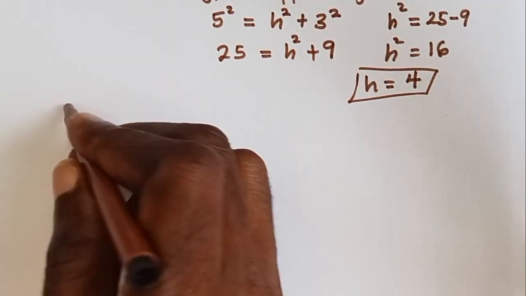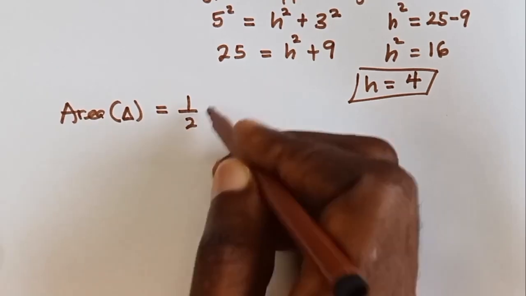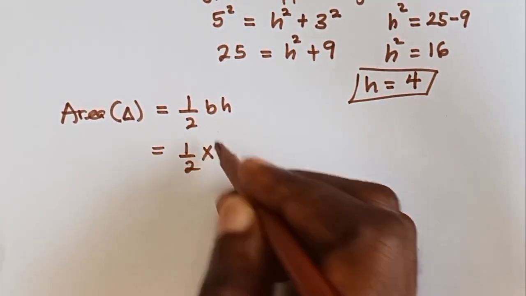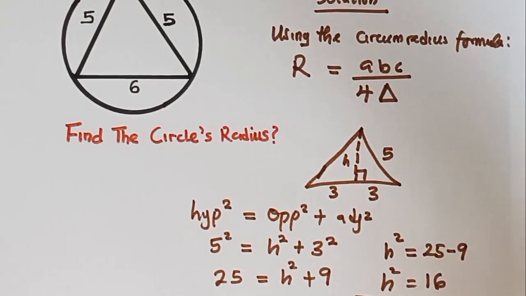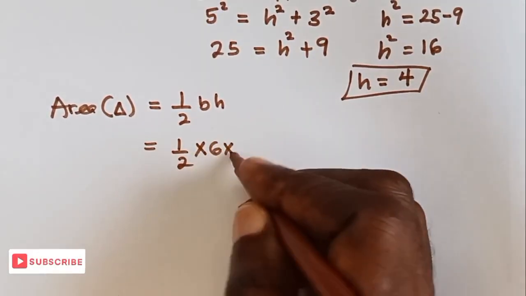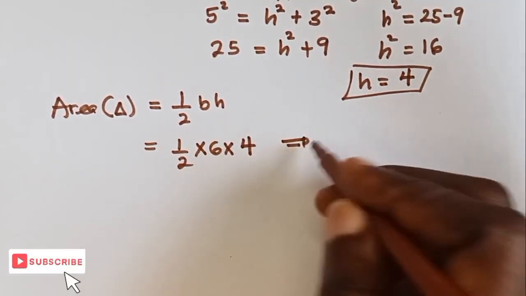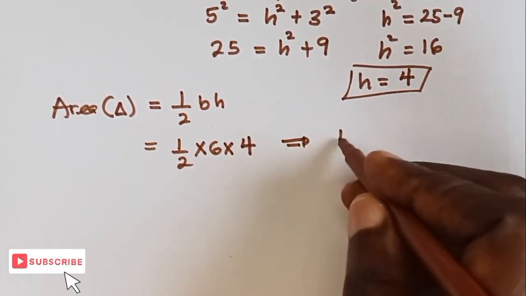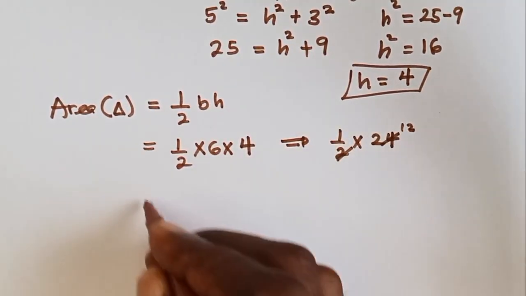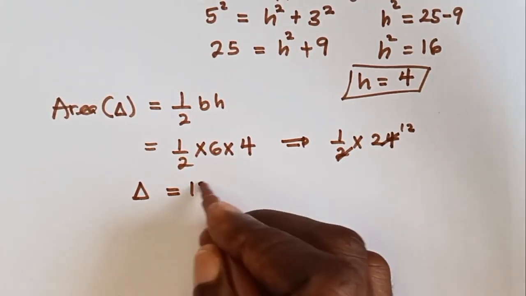Okay, so finding the area of the triangle. The area of the triangle is half base times height. Okay, so we have 1 over 2 times, what's the base? Now the base of the triangle is 6. Okay, that is 6 multiplied by the height that we calculated, which is 4. So 6 times 4 is 24. So we have half of 24, and that is 12. All right, so it means the area of the triangle is 12.